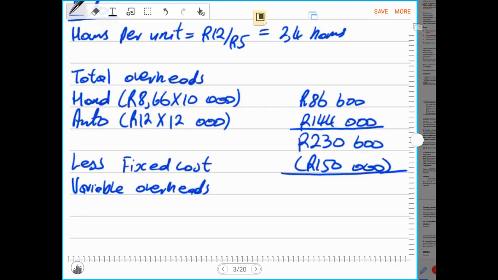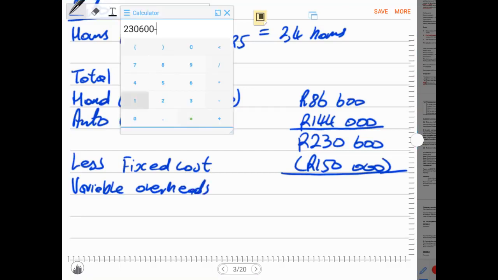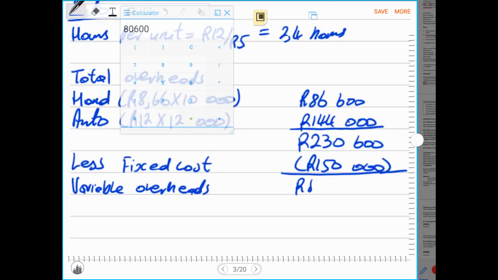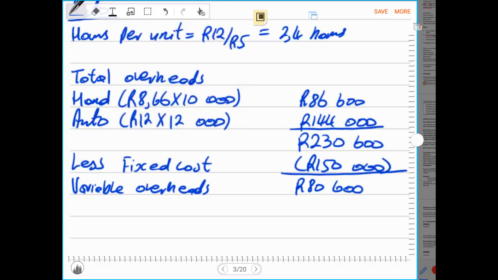And our variable manufacturing overheads will be 230,600 minus 150,000 rands, and this will give us 80,600 rands. So now this will be our variable overheads, which is in total combination of hand washing powder and the auto washing powder.